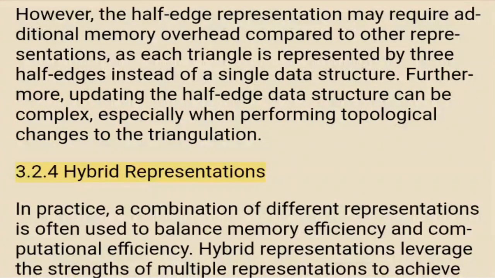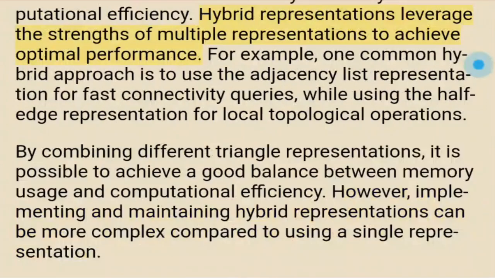3.2.4 Hybrid representations. In practice, a combination of different representations is often used to balance memory efficiency and computational efficiency. Hybrid representations leverage the strengths of multiple representations to achieve optimal performance. For example, one common hybrid approach is to use the adjacency list representation for fast connectivity queries, while using the half-edge representation for local topological operations. By combining different triangle representations, it is possible to achieve a good balance between memory usage and computational efficiency. However, implementing and maintaining hybrid representations can be more complex compared to using a single representation.